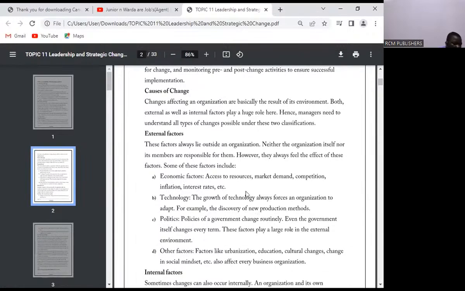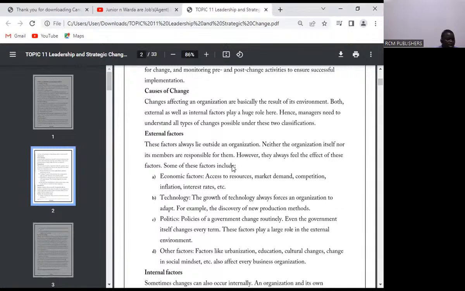So we begin with the external factors. These factors always lie outside an organization. So the locus of the external factors is outside the entity, and there are quite a number of them. Neither the organization itself nor its members are responsible for them. They are normally beyond the management control.